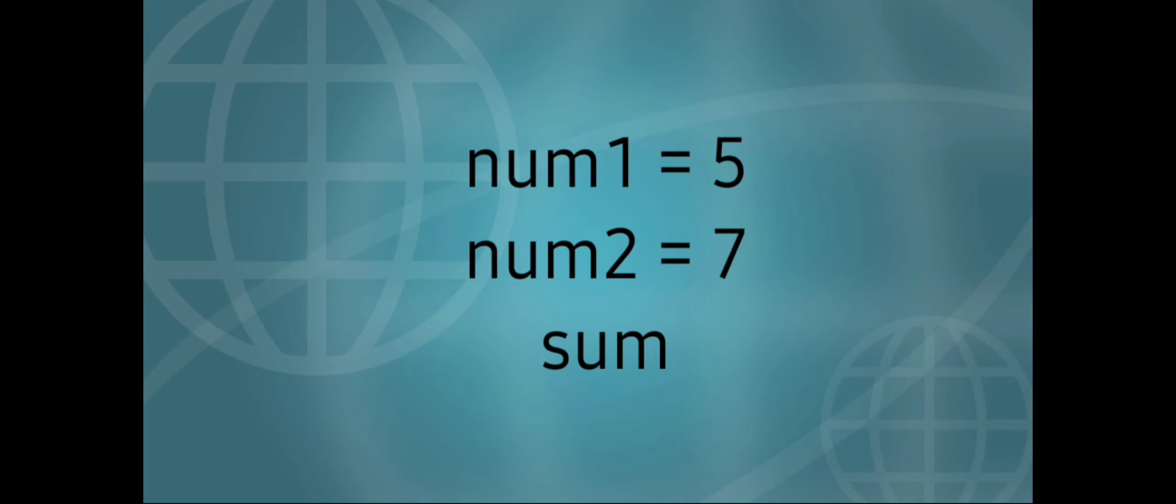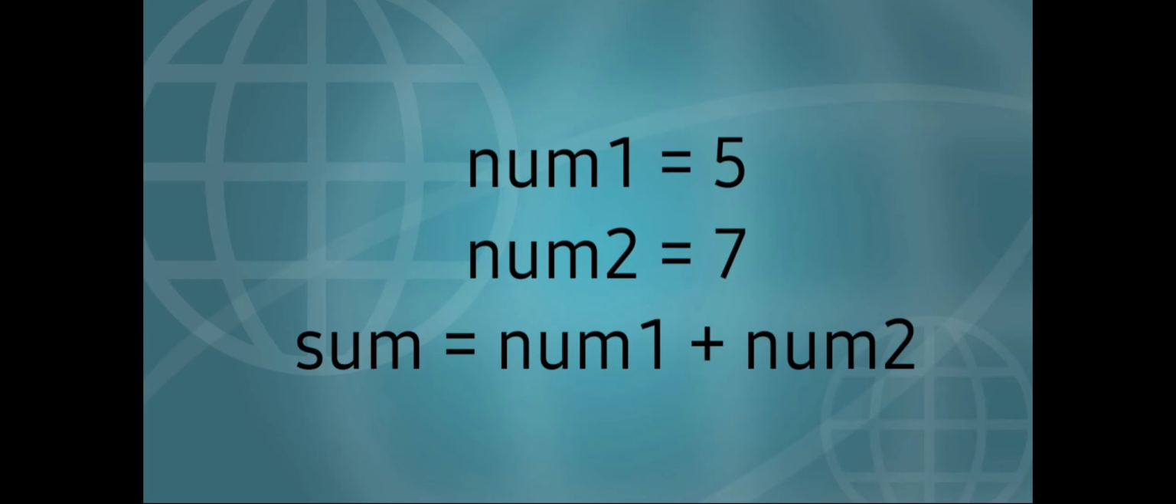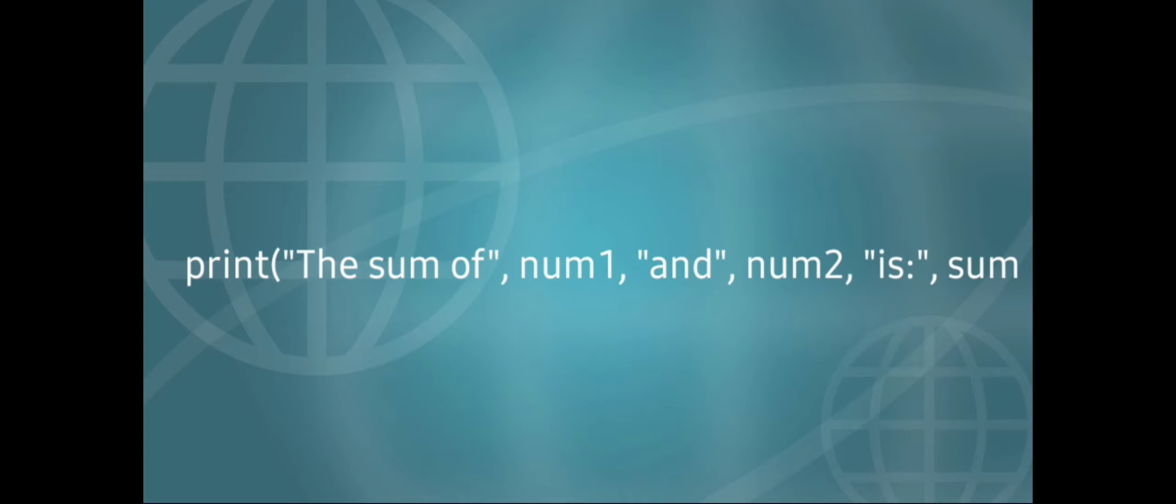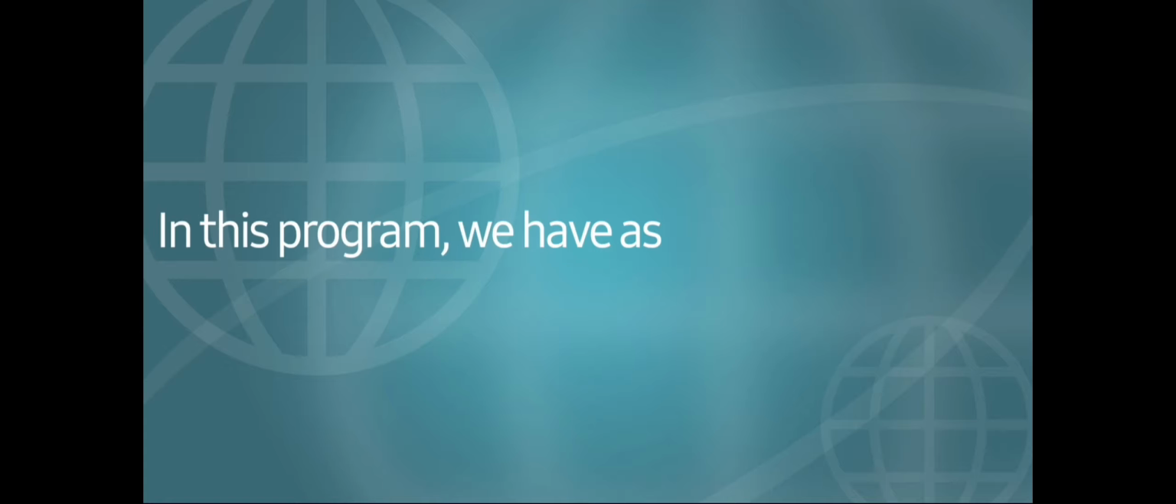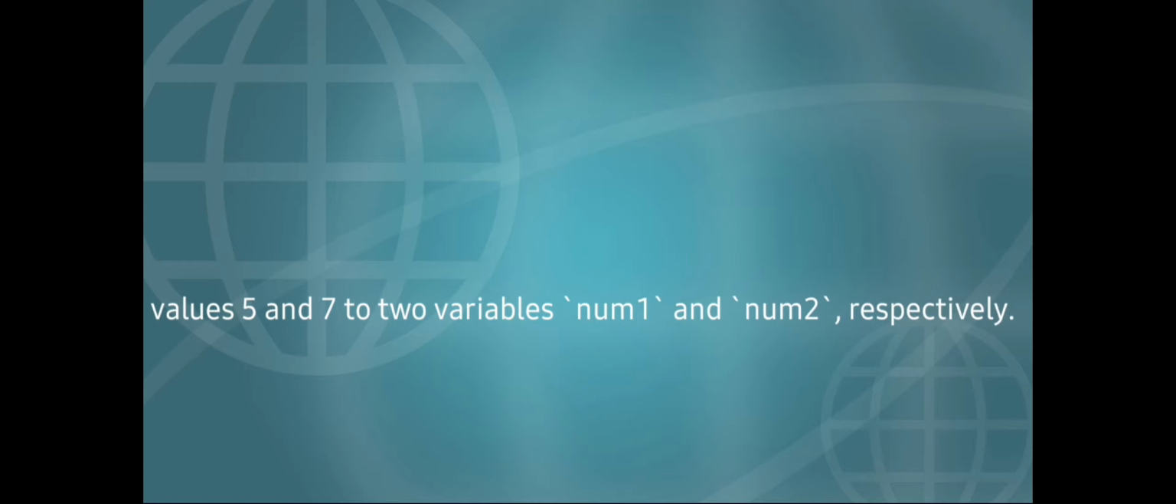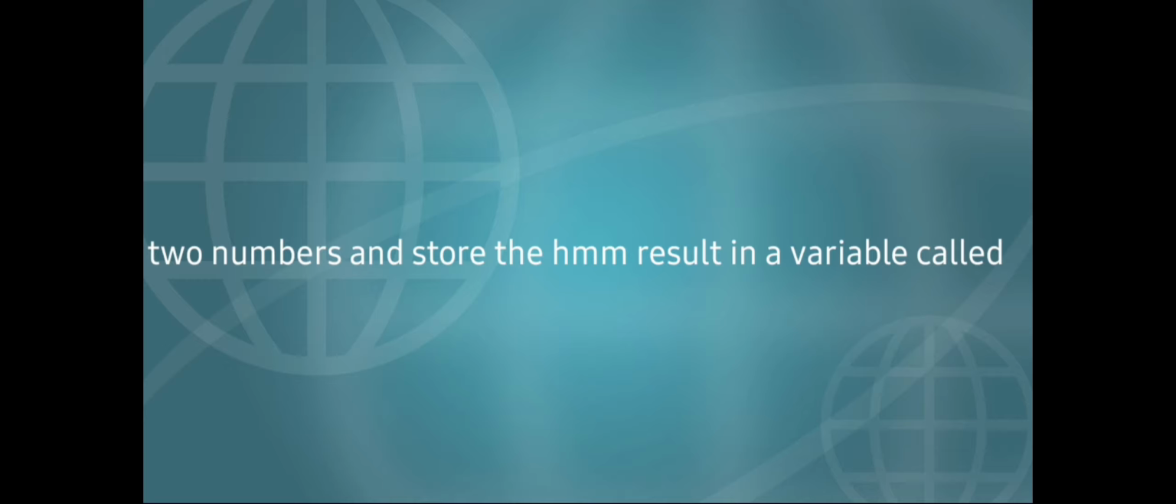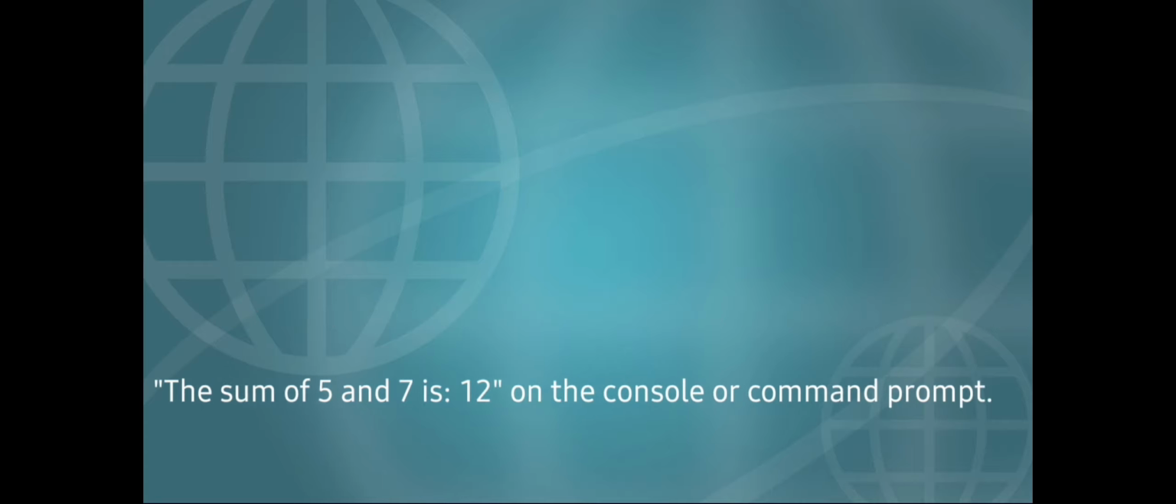In this program, we have assigned the values 5 and 7 to two variables, num1 and num2, respectively. We then use the plus operator to add these two numbers and store the result in a variable called sum. Finally, we use the print function to display the message, "The sum of 5 and 7 is 12" on the console or command prompt. This code is another simple example of how Python can be used to perform basic mathematical calculations and display the results.